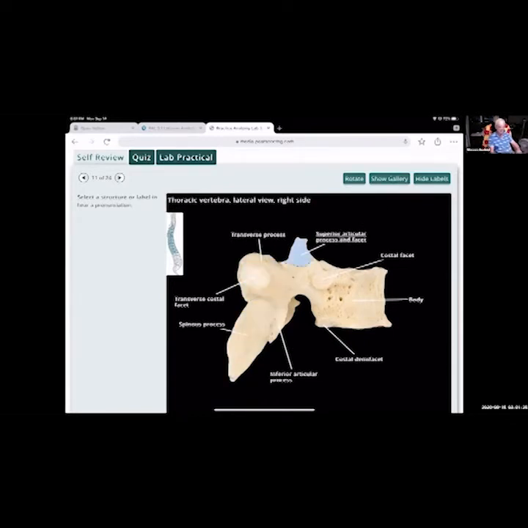Okay. Superior articular facet. That's a thoracic. This is your thoracic vertebra, articulating with the vertebra above it. Your transverse process always points out to the sides. This is your transverse costal facet. Costal is where your rib attaches to it, because remember, every thoracic vertebra has a rib attachment to it. Spinous process points posteriorly. Inferior articular process articulates with the vertebra below this one. Costal facet, the body, the costal facet where the rib attaches.